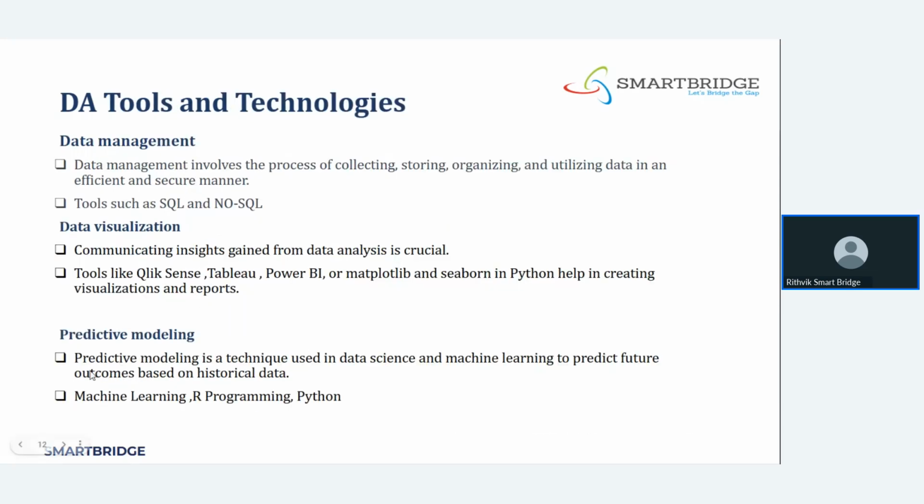Predictive modeling is a technique used in data science and machine learning to predict outcomes based on historical data. We have discussed this before. What are the libraries we have for machine learning? Scikit-learn. Mostly we have only Scikit-learn. In Scikit-learn we have all the libraries to start.